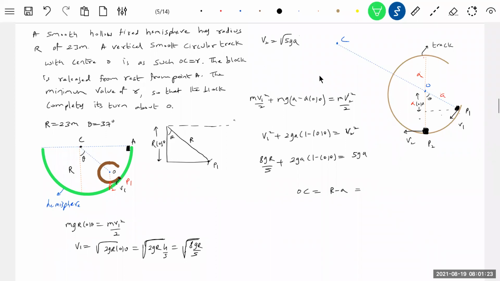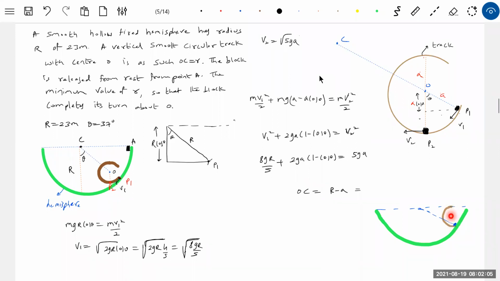The problem will change if it is like this. If it gives track like this, the problem will change. I think we have to be very careful. Directly at this particular point, if the bob is having root 5gr, root 5ga, whatever that is, I think it will complete the vertical circular path, because it has to complete the loop here. So what is the velocity at this point? Should be equal to root 5g a.